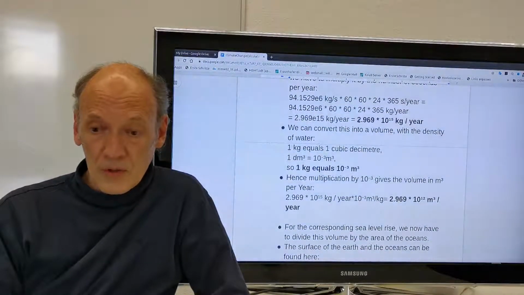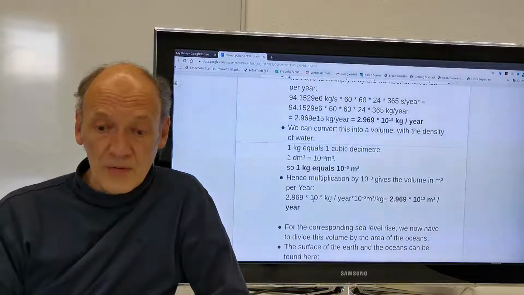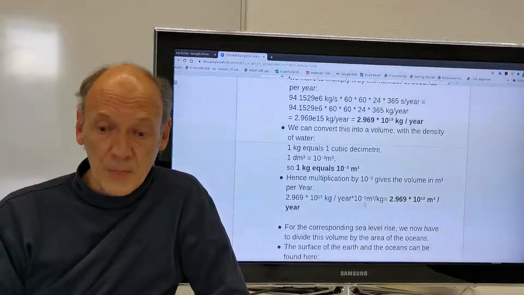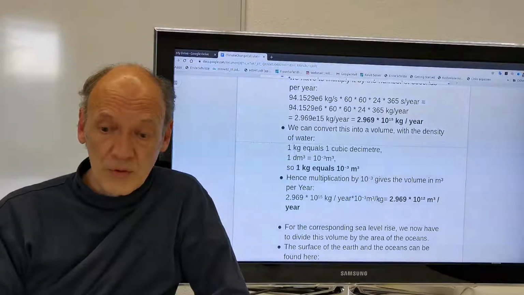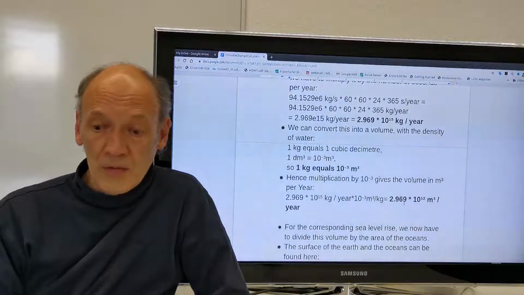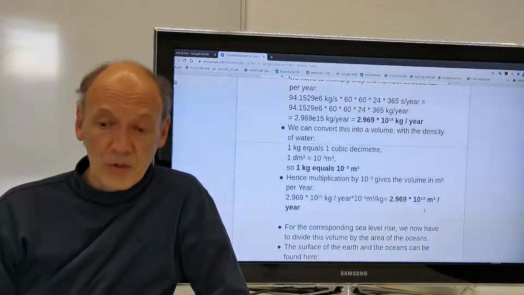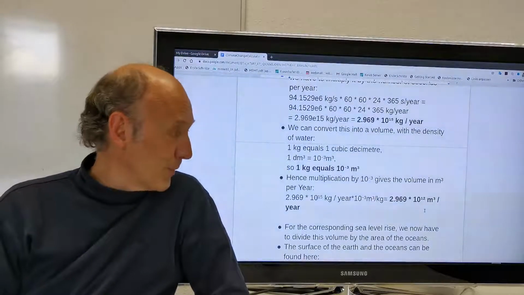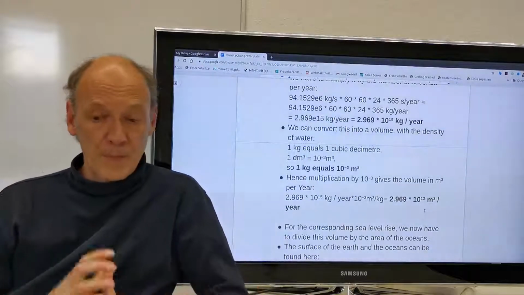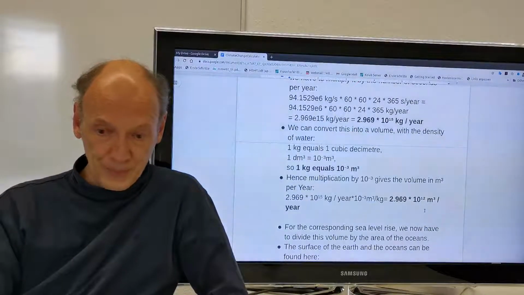So again, we take this formula. Here we have 2.9 times 10 to the 15 kilogram per year. And for each kilogram we have 10 to the minus 3 cubic meter. And we multiply it, then we get 2.9 times 10 to the 12th cubic meter per year. So now we have a volume of meltwater for each year.